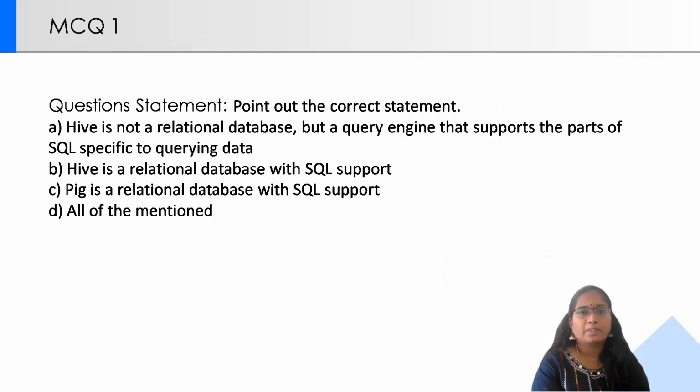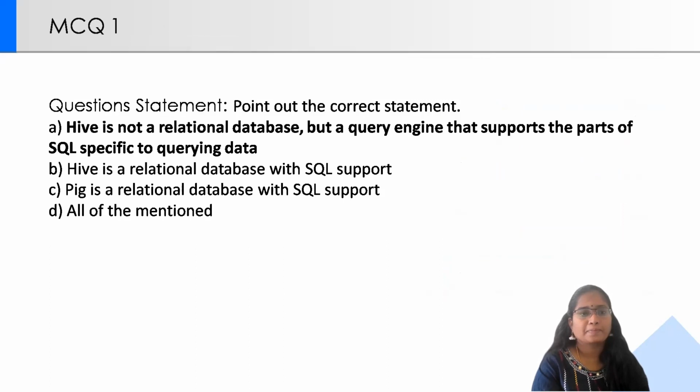Now, quiz time. Point out the correct statement. Hive is not a relational database, but a query engine that supports part of SQL specific to querying data. This is big data on the Hadoop platform. It's supporting SQL queries, but it's not a relational database.